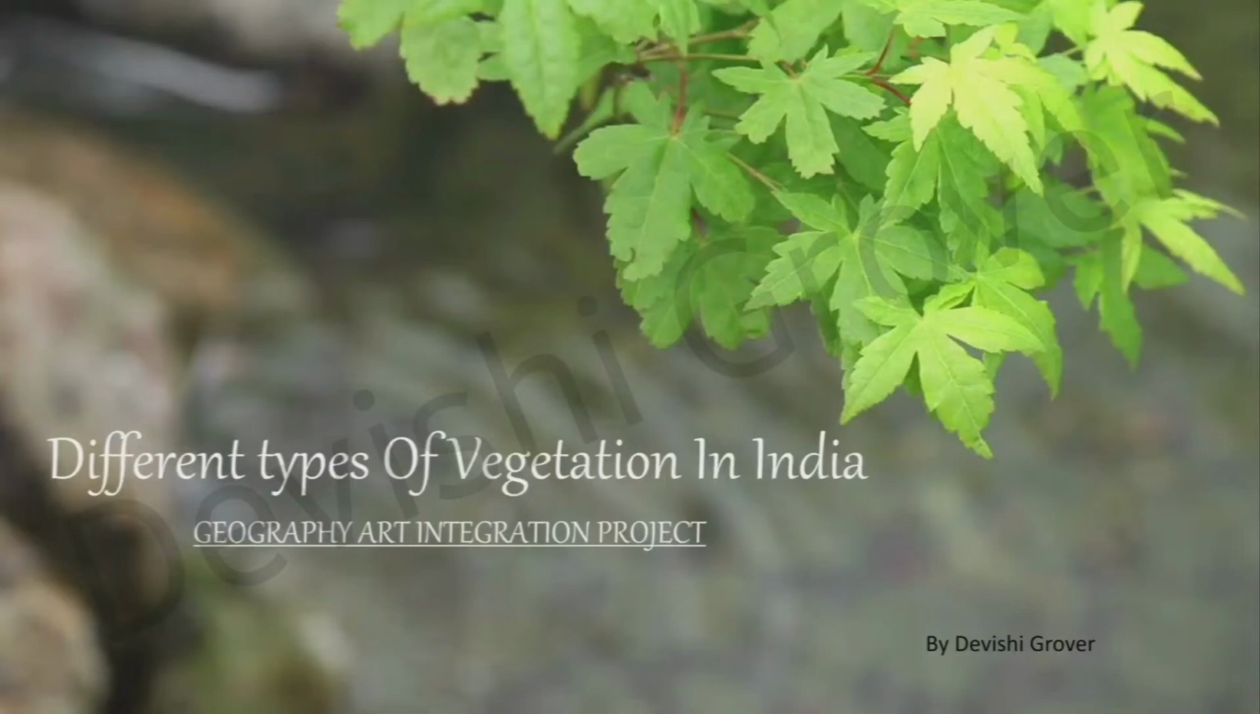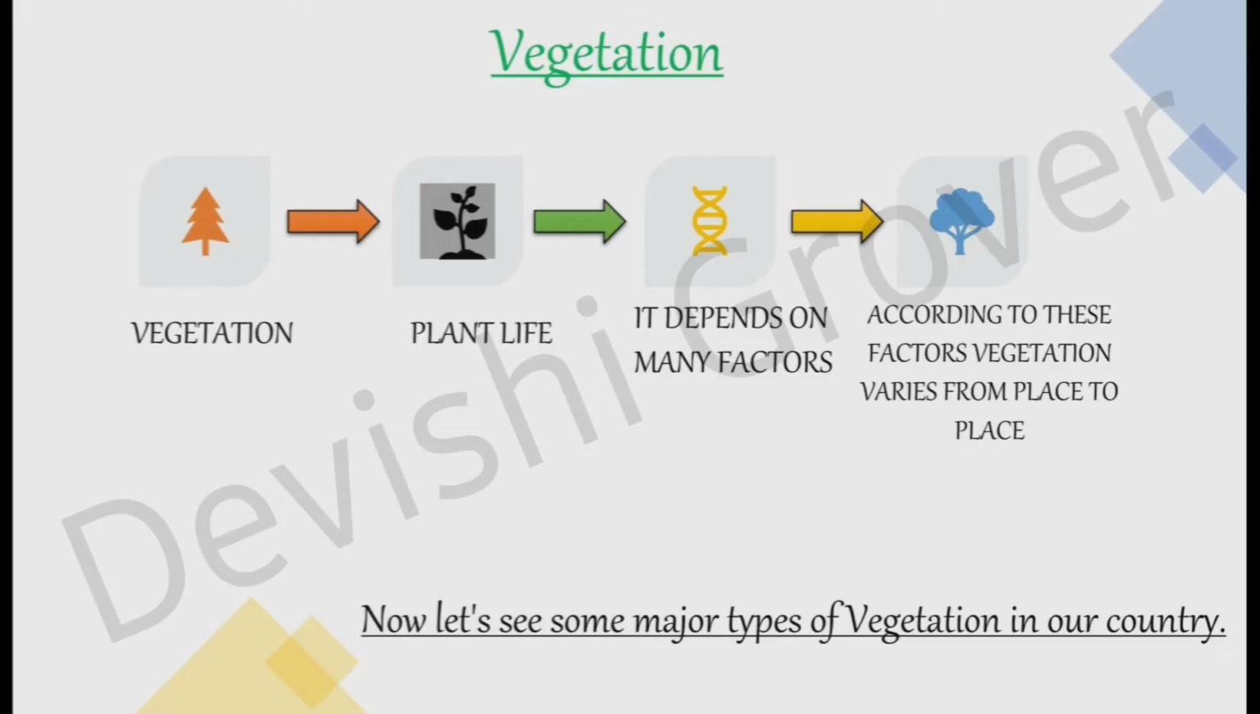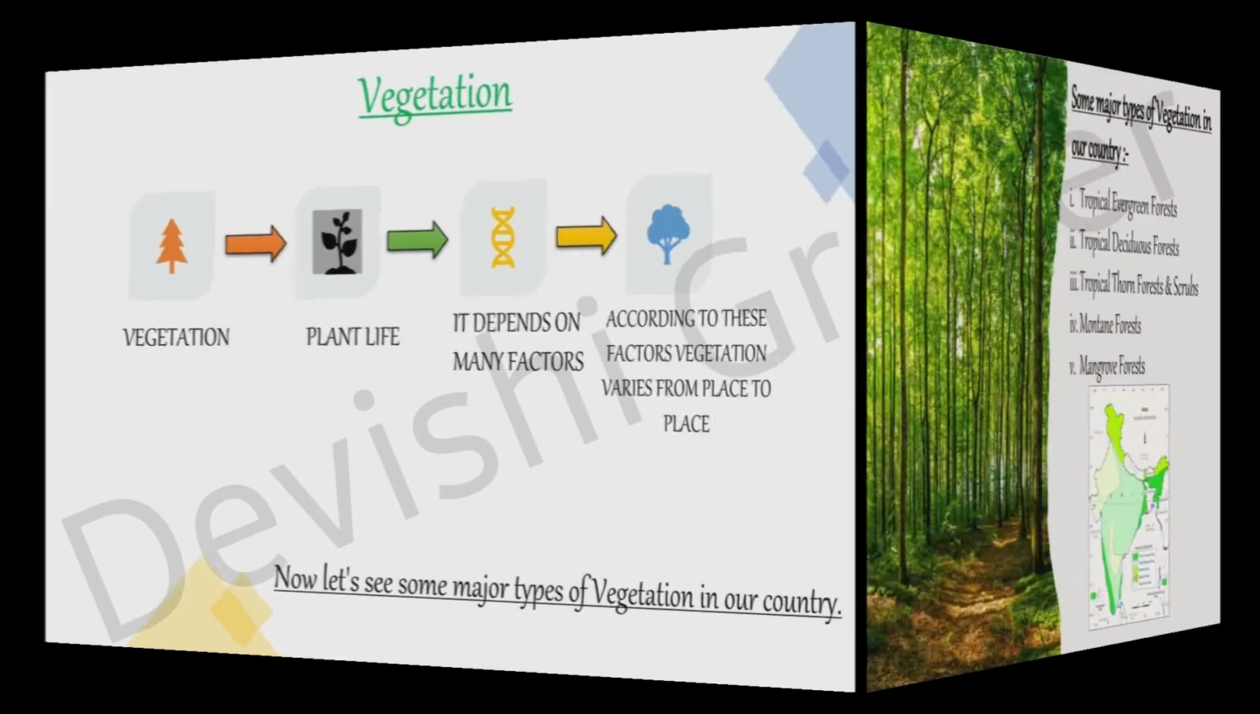Different types of vegetation in India. Vegetation depends on plant life, and plant life depends on many factors. According to these factors, vegetation varies from place to place. Now, let's see some major types of vegetation in our country.